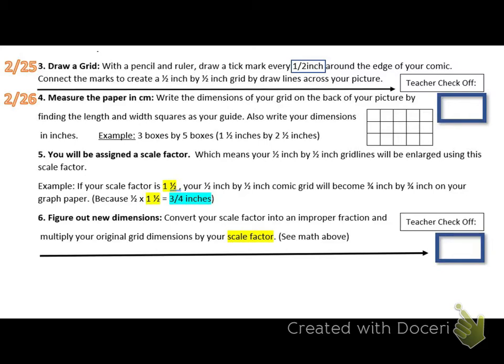You're also going to write this in because it's not on your paper. You're also going to write the dimensions in inches. So go ahead and write that it's in inches as well. So you're going to write 2 things on the back.